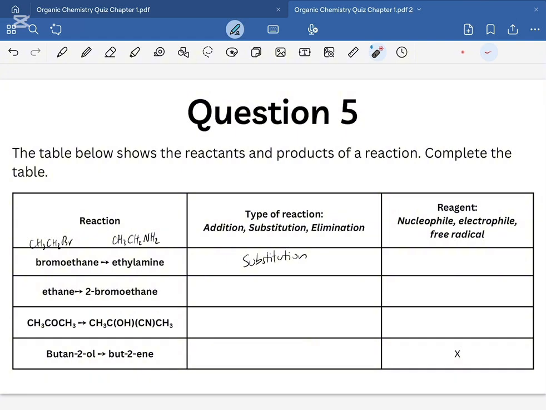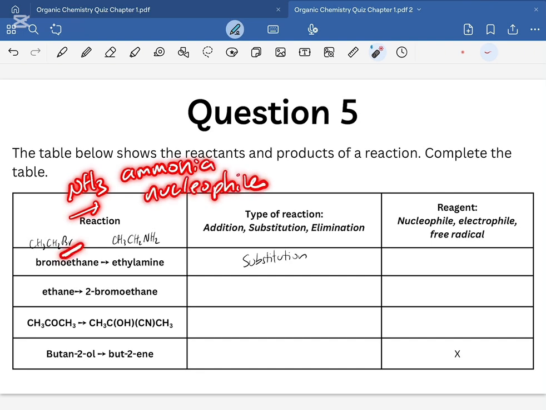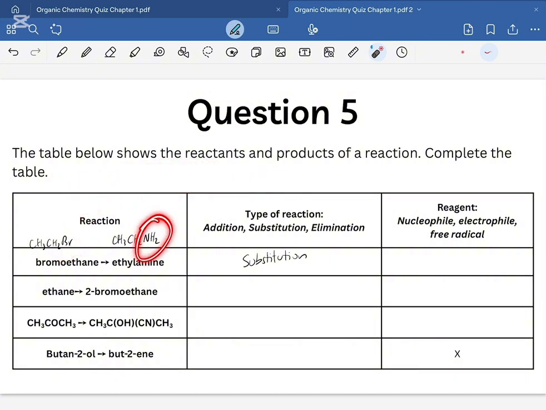Now this one is a substitution as we are substituting Br over here with NH2. And to do this reaction, we actually use NH3, ammonia. And ammonia is going to be our nucleophile. So Br is going to be the leaving group, and we're going to have the NH2 around. So this is a nucleophile that's being used.